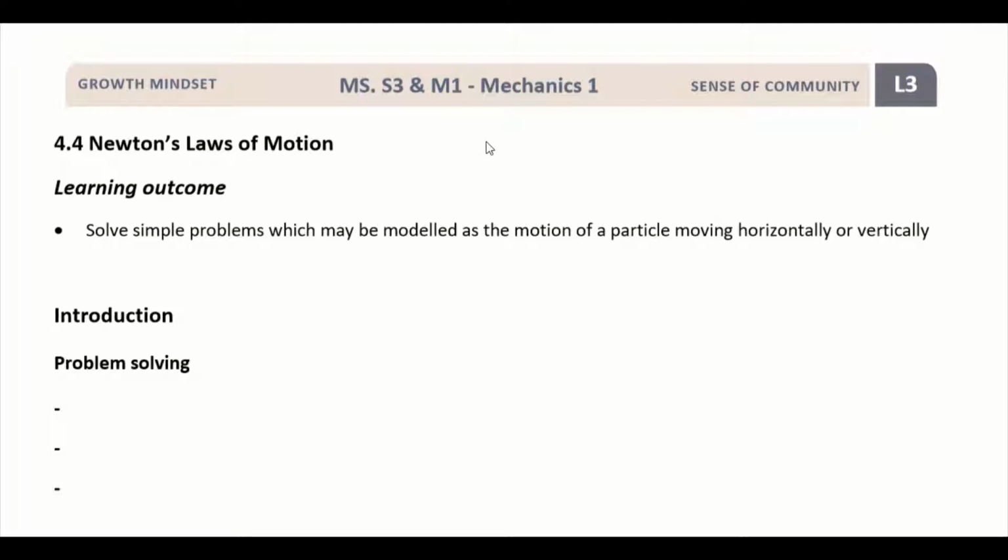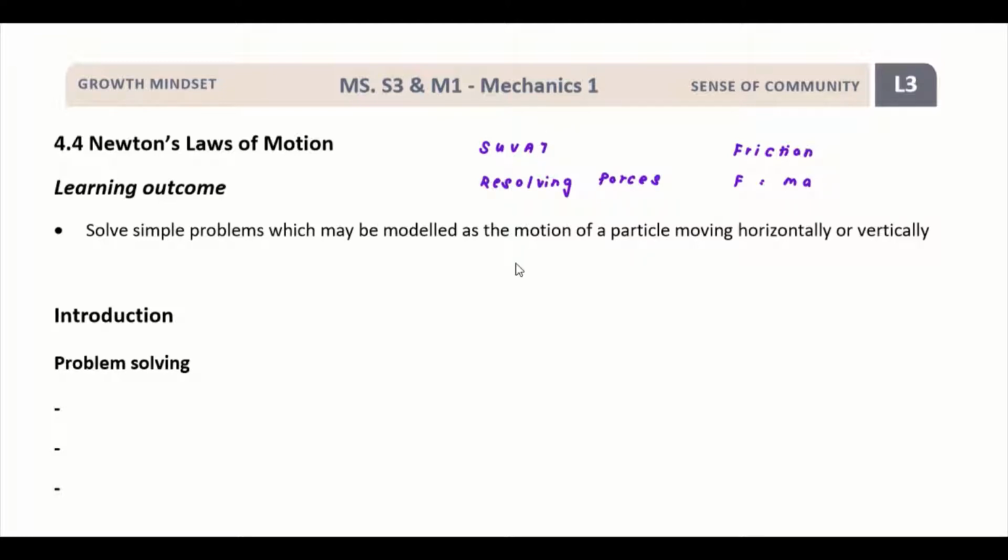Some skills that you will need to remember are the SUVAT formulas, the ones for constant acceleration. Then in forces and equilibrium, we learned how to resolve forces, and how to deal with friction. How do we calculate friction? The last one is what we learned in the previous lesson, Newton's second law of motion, the formula F equals ma, or net force equals ma. These are the things that we will be using when we try to solve the questions today.